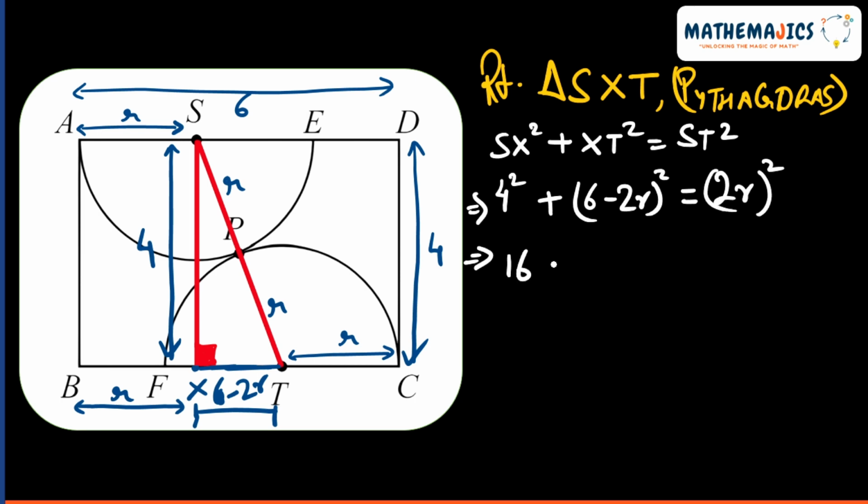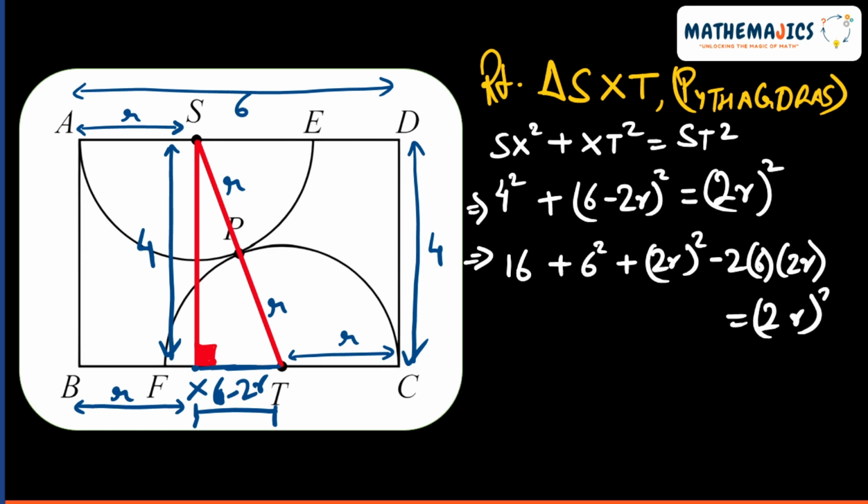Now 4 square is 16. We will be using an algebraic identity to expand this. We will get 6 square plus (2R) whole square minus 2 times 6 times 2R equals (2R) whole square. Now (2R) whole square is on both sides, so we can cancel them out. We will be left with 16 plus 36 equals, sending the negative 2 times 6 times 2R to the other side, 12 times 2R, which is 24R.